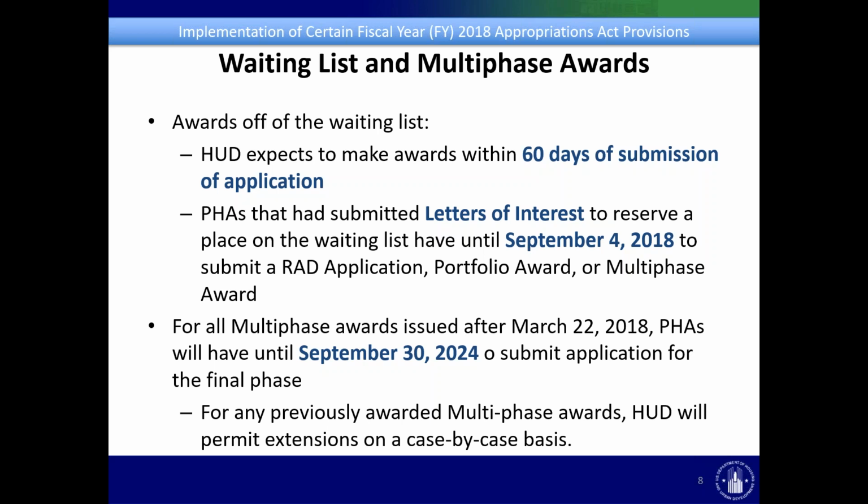Okay, and lastly, the last thing I want to talk about on public housing conversions is that for any multi-phase awards issued after March 22nd, 2018, PHAs have until September 30th, 2024 to submit applications for the final phase of that multi-phase award. Any previously awarded multi-phase awards, HUD can extend on a case-by-case basis. So talk with your transaction manager about that.